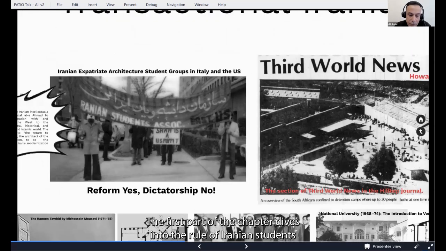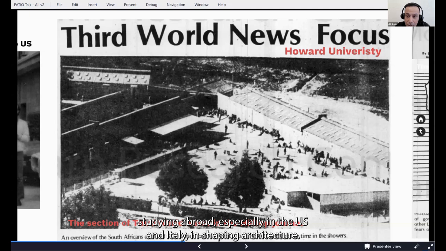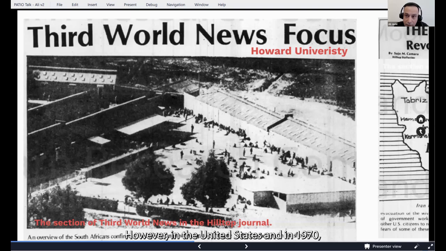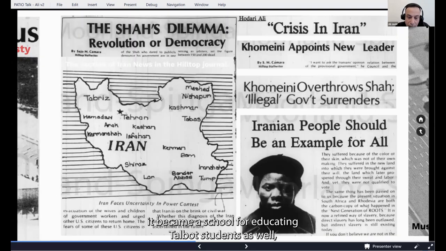The first part of the chapter dives into the role of Iranian students studying abroad, especially in the US and Italy, in shaping architecture education after the 1968 student protests. In this regard, this part tells the interesting and unique story about the School of Architecture at Howard University. The university was established to educate African Americans to confront racism and the challenge of white dominance in education and practice. However, in the 1960s and 1970s, it became a school for educating third world students as well, with the aim of breaking the hegemony of Western culture and paying attention to the vernacular and local needs of third world countries.